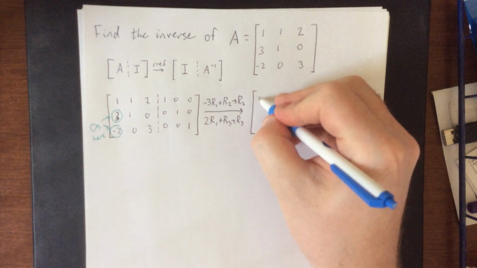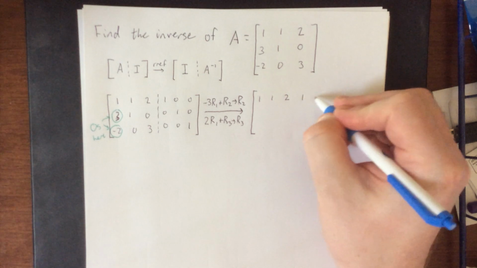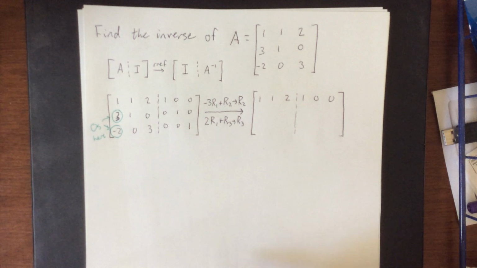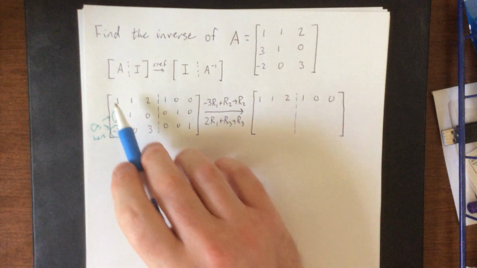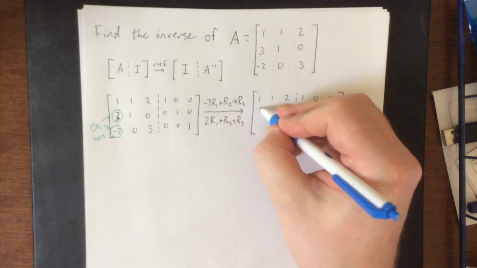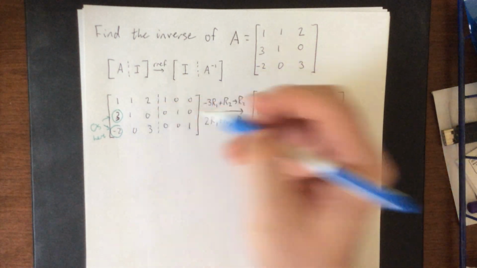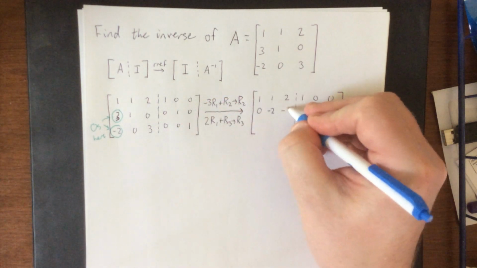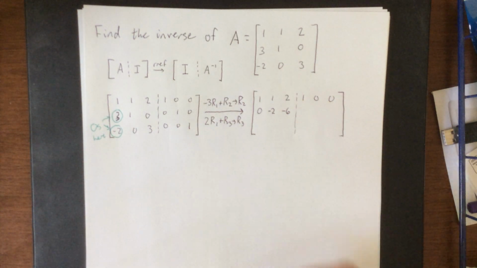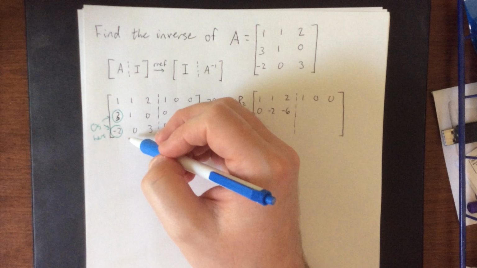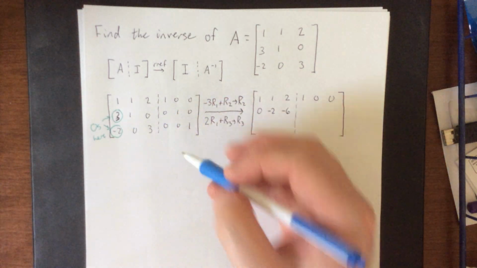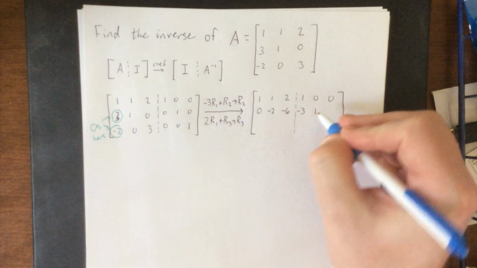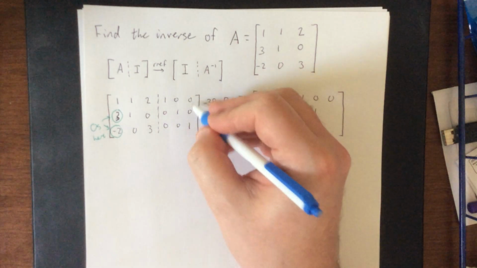So overall, the first row is not changing. It'll still be 1, 1, 2, 1, 0, 0. Then we'll take -3 times the first row, add to the second row. -3 times 1, add to 3, we get 0. -3 times 1, add to 1, we get -2. -3 times 2, add to 0, we get -6. Oh, sorry, need to do it to this part as well. -3 times 1, add to 0. -3 times 0, add to 1. And -3 times 0, add to 0.